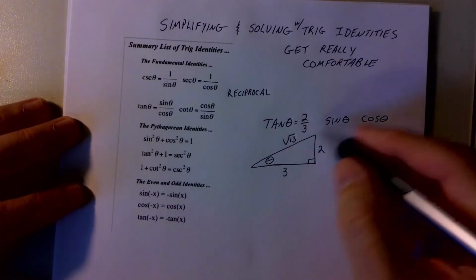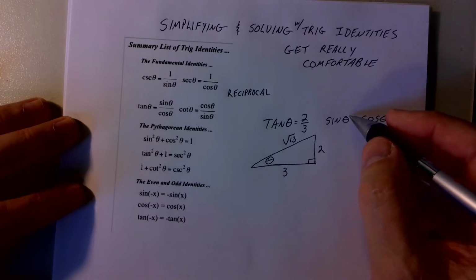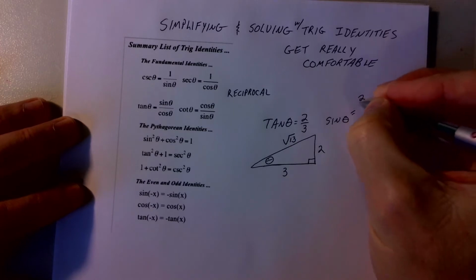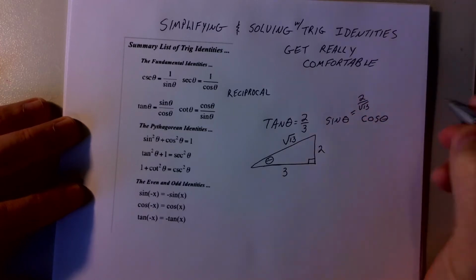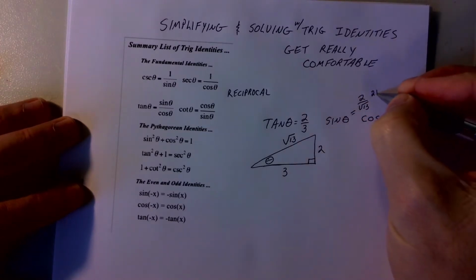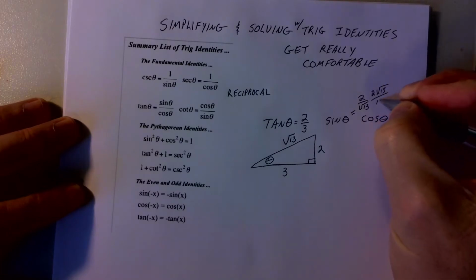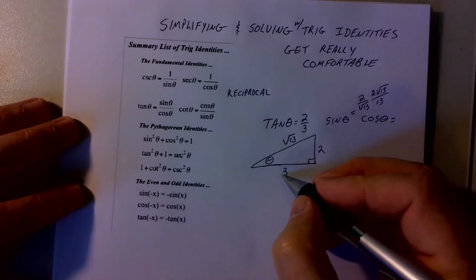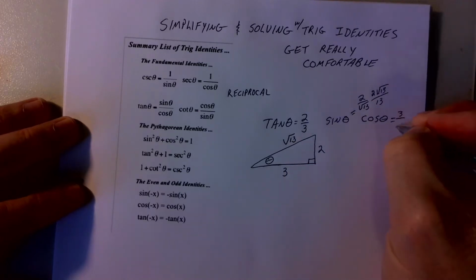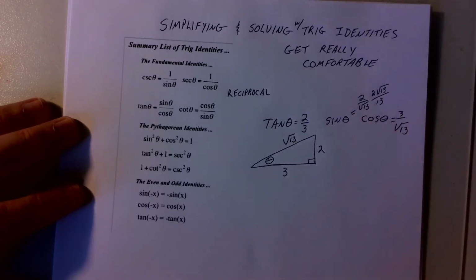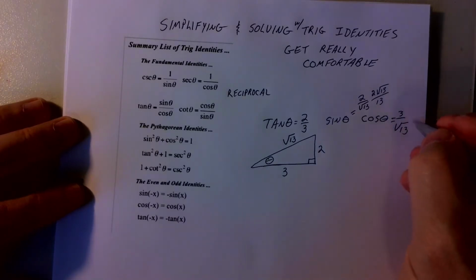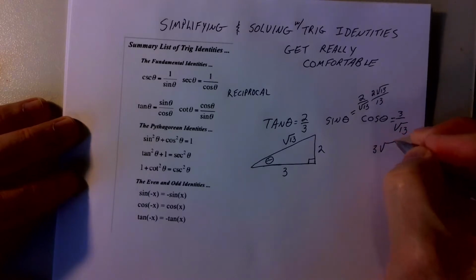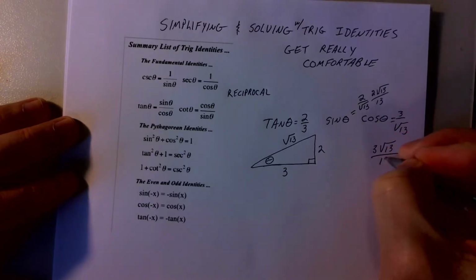So if I wanted to find sine theta, it's opposite over hypotenuse. So sine theta would equal 2 over root 13, which would be 2 root 13 over 13, and cosine theta would equal adjacent over hypotenuse, so that'd be 3 over root 13, which of course we multiply top and bottom by root 13 because we don't want to have radicals downstairs. We're left with 3 root 13 over 13.